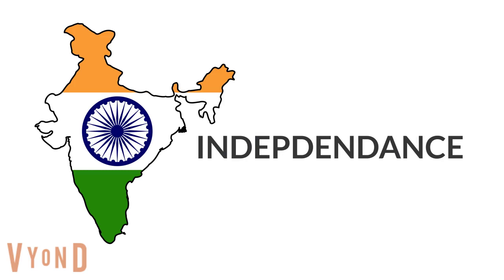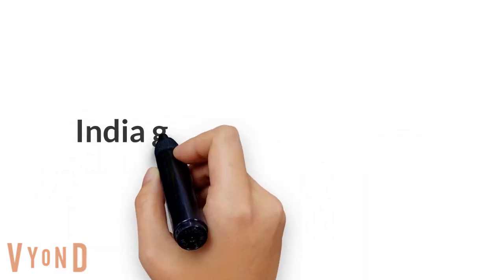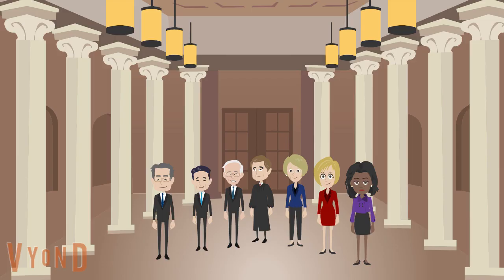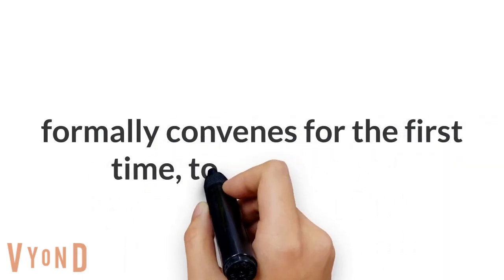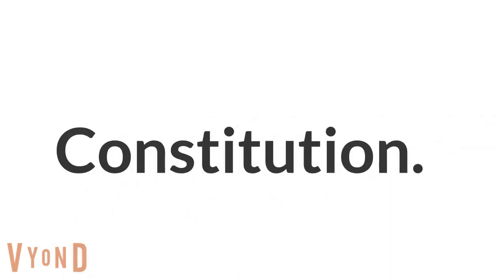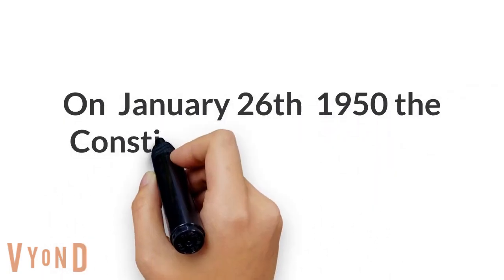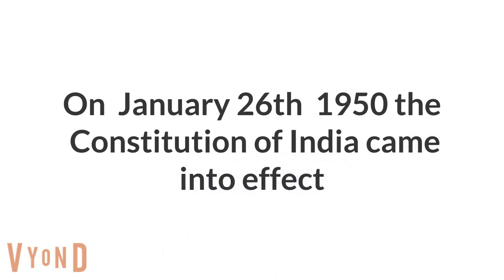India's independence. On August 15th, 1947, India gains independence from British rule, and an assembly formally convenes for the first time to start writing a constitution. On January 26, 1950, the Constitution of India came into effect.